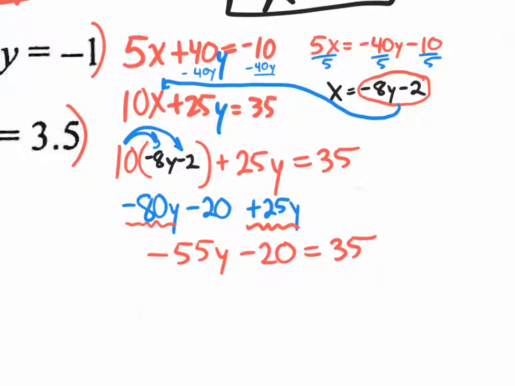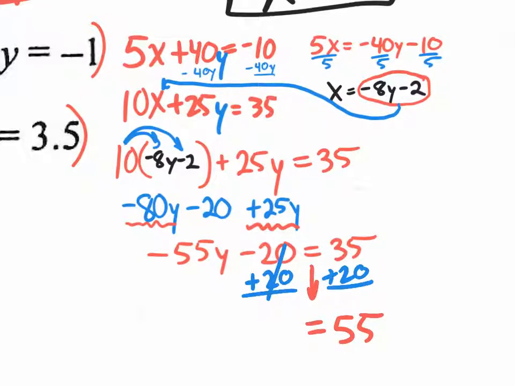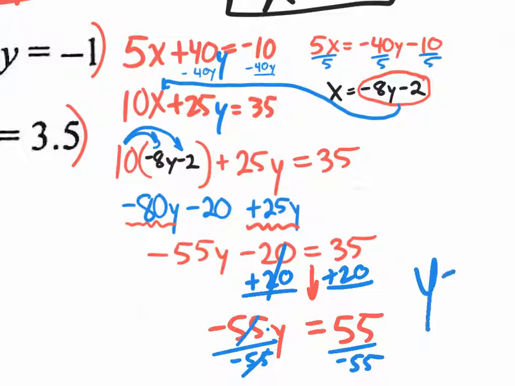I need to get the y by itself. I'm going to get rid of the minus 20 by doing plus 20. Plus 20. And thank goodness, what we have now is a 55 over here. The equal sign's still there. And negative 55y over here. Which means my final step would be to divide by negative 55 to get rid of that multiplication of negative 55 in front of the y. So divide by negative 55, divide by negative 55, cancel, cancel. Y equals negative 1.